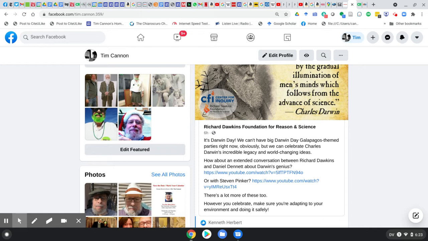And then Steven Pinker, who's a psychologist, a linguist, a cognitive psychologist. He was at MIT, now he's at Harvard, which is where Wilson was. And he's got great hair. Oh my God. I would kill for his hair.